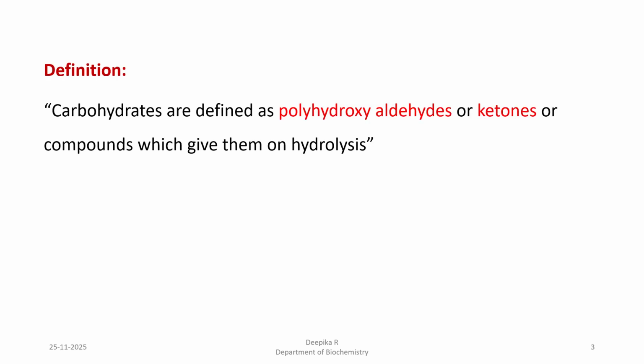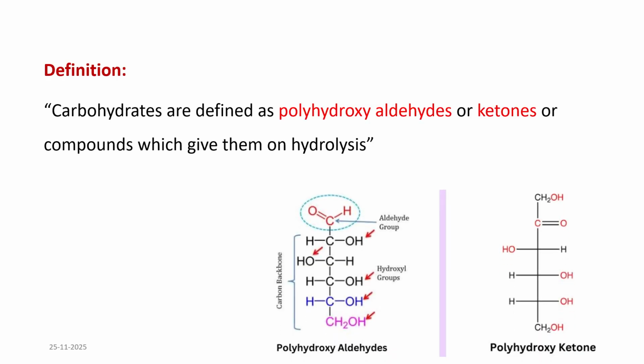Coming to the definition, carbohydrate can be defined as polyhydroxyaldehydes or ketones, or the compounds which give them on hydrolysis. Here we have the structure of glucose as well as the structure of fructose. In this structure we can see glucose has multiple hydroxyl groups, and the functional group present here is an aldehyde. That is why we call it a polyhydroxyaldehyde.